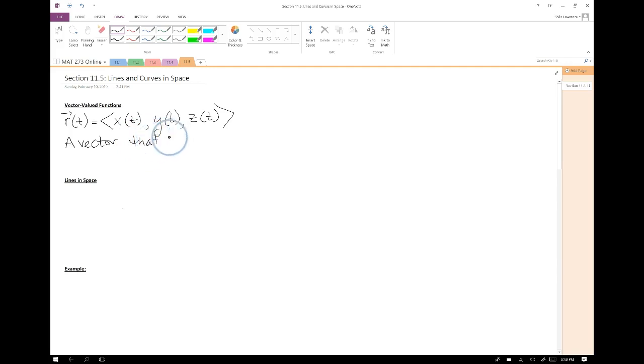So it's just a vector that has functions as components.